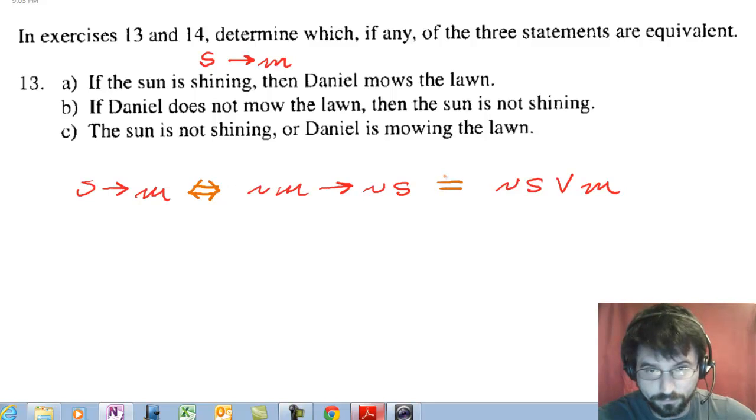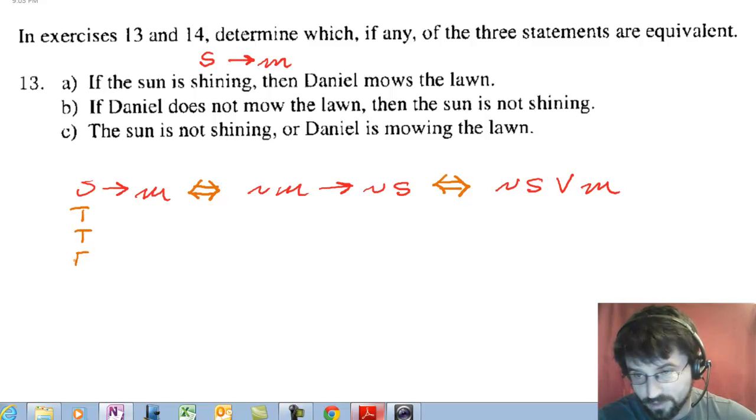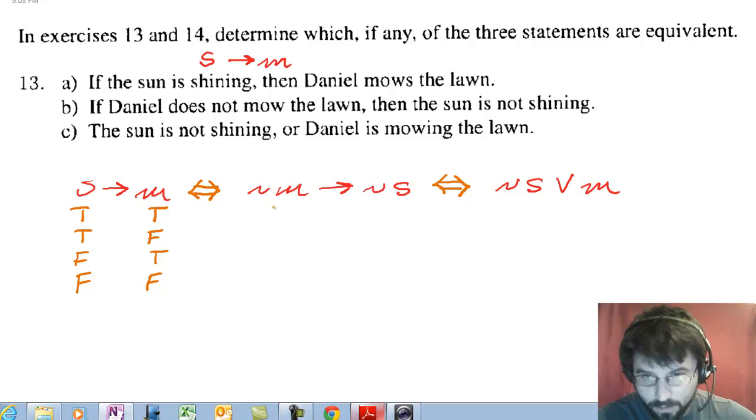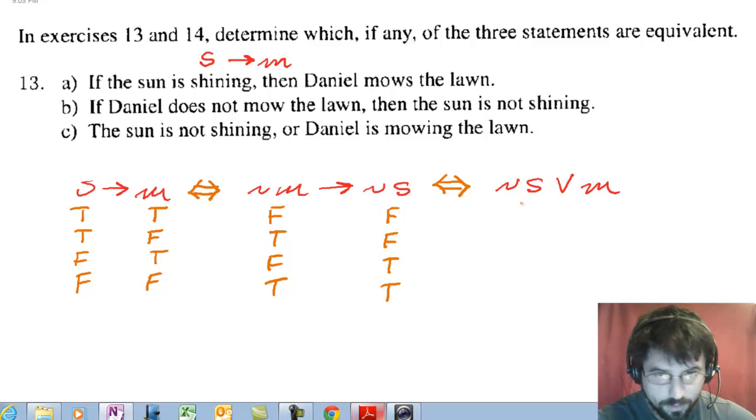But supposing this is on the final and I don't remember, then I'm going to make a truth table, right? Or even if I just don't know my rules and I want to be sure. So there are 2 variables. I set up 4 rows. This is going to be true, false, true, false. So this is going to be false, true, false, true. This will be false, false, true, true.